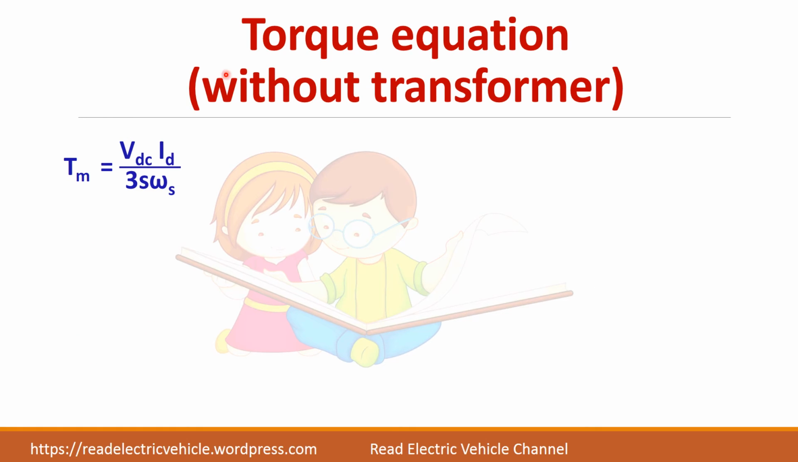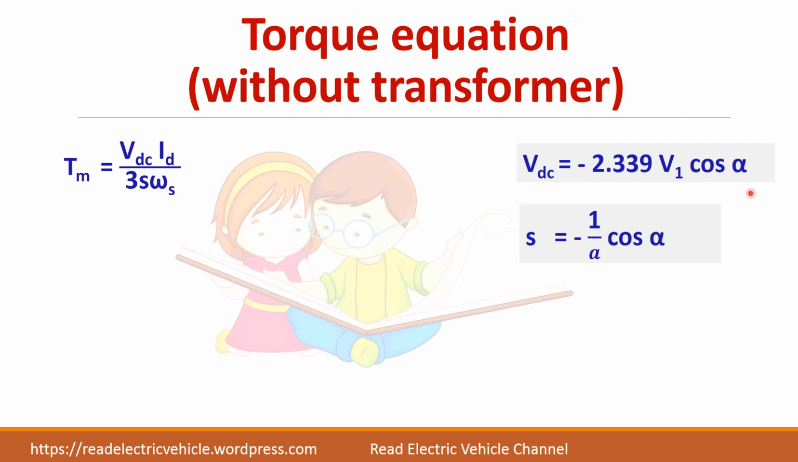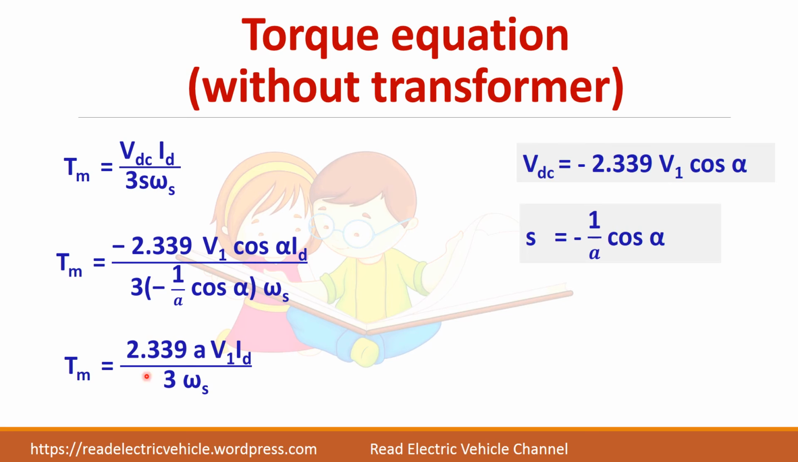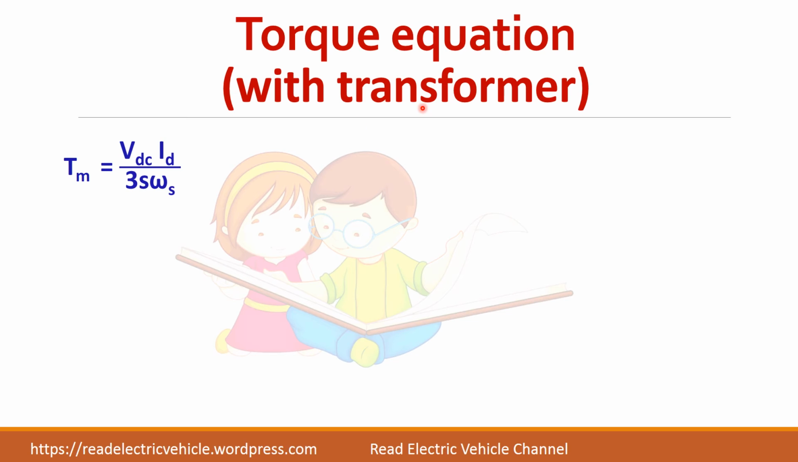Now we are getting the torque without transformer and with transformer. First for VDC, we will substitute the voltage equation without considering the transformer. So it is equal to minus 2.339 V1 cos alpha, and S is equal to minus 1 by A cos alpha. Let us substitute this one and get the torque equation. So you get one torque equation which is proportional to the turns ratio A, V1, ID, and inversely proportional to synchronous speed. Now let us consider the transformer and derive it.